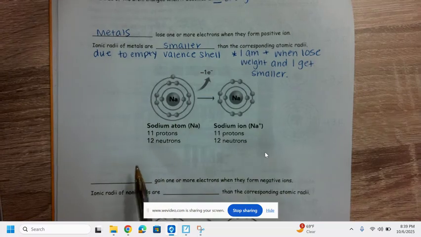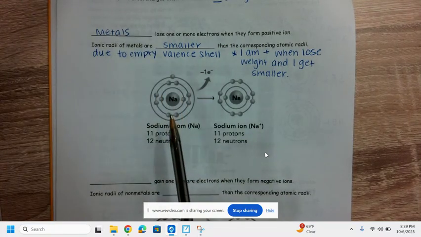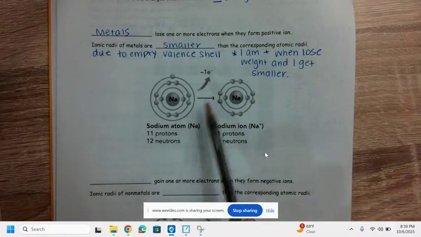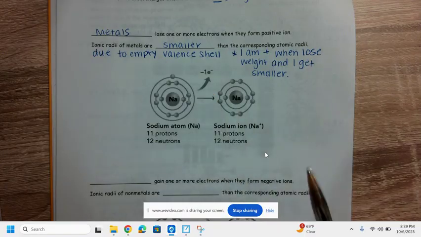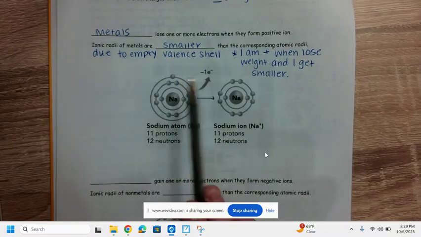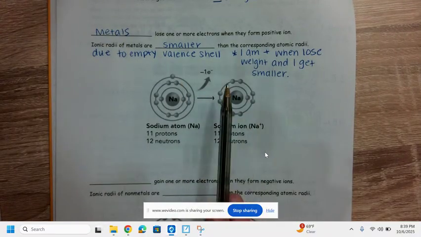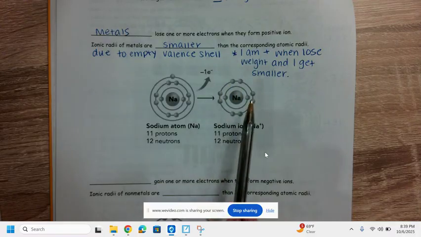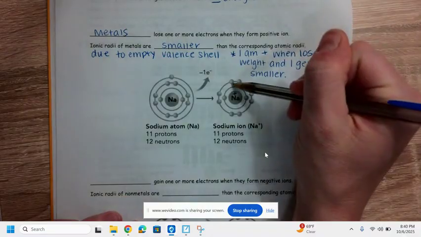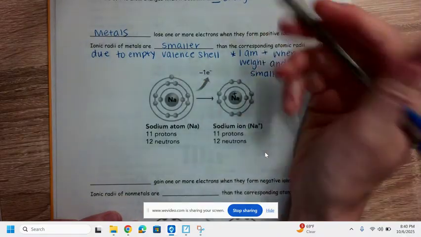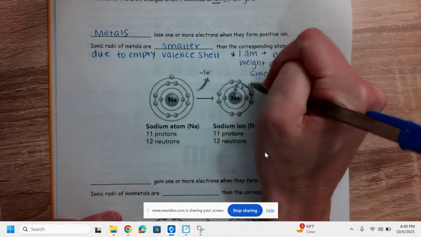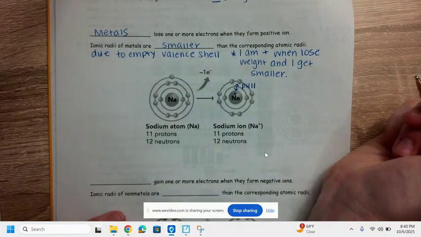So take a look at this picture. Here's sodium. Sodium has one valence electron in the third energy level. Then when it loses that one electron and becomes a positive ion, now that one valence electron is not there anymore. And so the electrons here in the second energy level are attracted to the positive protons in the center. And because these are closer than this one was, they are going to pull tighter and have a greater force.